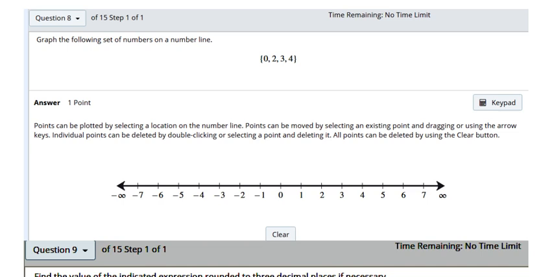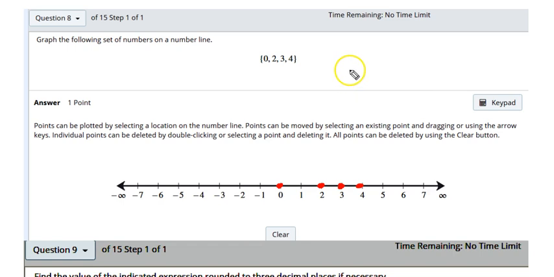Now, in this one, they're asking us to plot these integers on this number line. And we plot it by putting a dot at the appropriate place. There's 0, there's 2, there's 3, and there's 4.